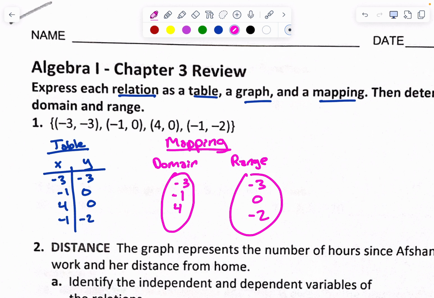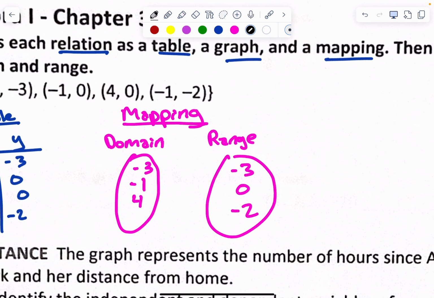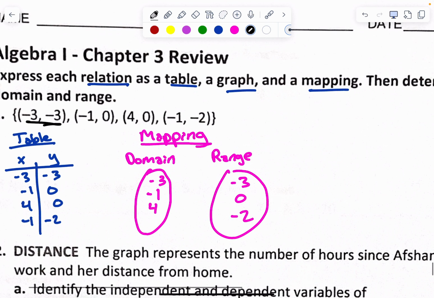Oh yeah, this is not a function. How do you know that? Because the x's repeat. If I do my first point, -3 goes to -3. -1 goes to 0. 4 also goes to 0, but that's okay, right? 4 can go to 0. If that was it, then this would be a function. But that last coordinate, -1, -2, is what makes it bad. You cannot have the same x going to two different y's.